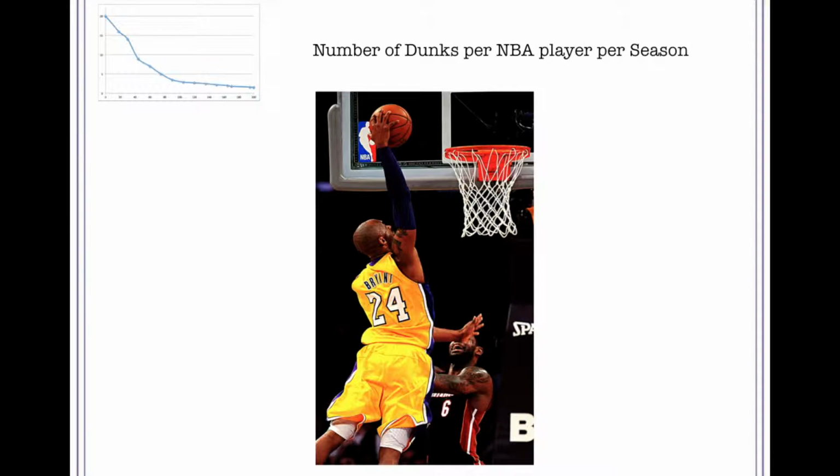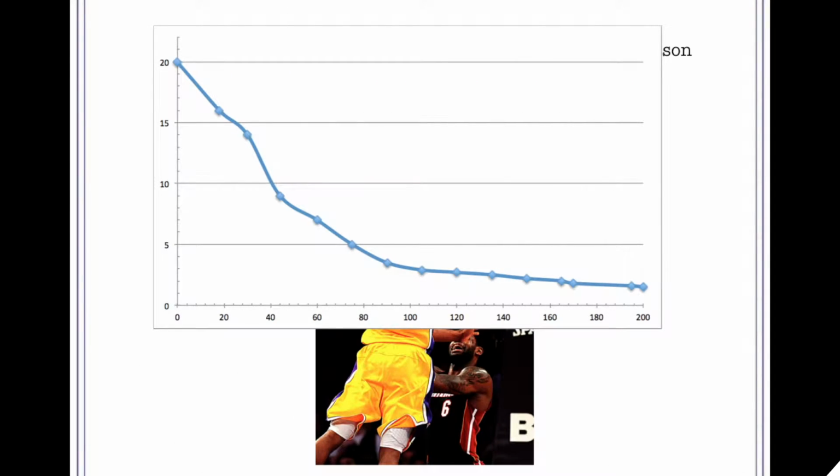Now suppose I told you that this graph represents the number of dunks per NBA player per season. Again, let's take a closer look. That means there's roughly 20 players with 1 or 2 dunks per season, whereas there's only 1 to 2 players with 200 dunks per season. Seems like a logical conclusion, but is this the correct interpretation of the data?